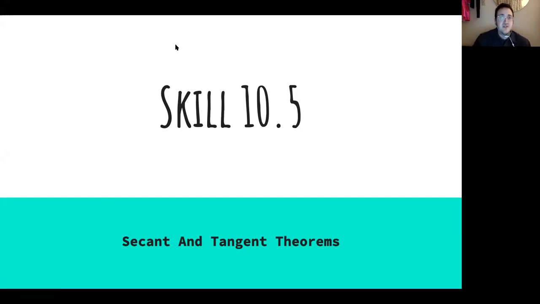Just to review what a secant and a tangent are. A secant line basically connects two random points on the circle and then extends beyond the circle. So that is an example of a secant line. And you can draw this example in your notes.